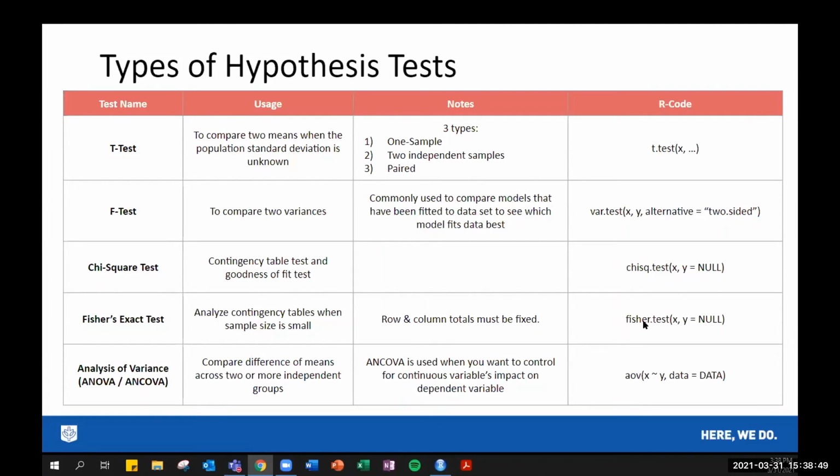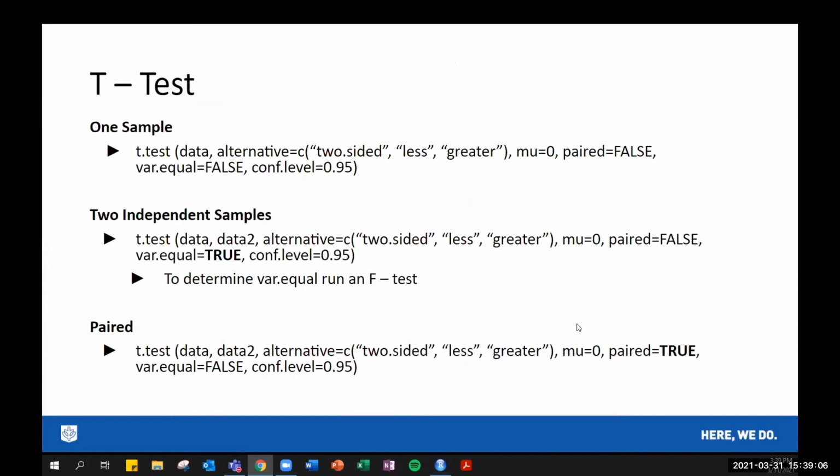The call to that is fisher.test. Finally, we have our analysis of variance or analysis of covariance, ANOVA or ANCOVA. This is used to compare difference in means across two or more independent groups. And the call to this is aov, your x tilde y, and then the data.